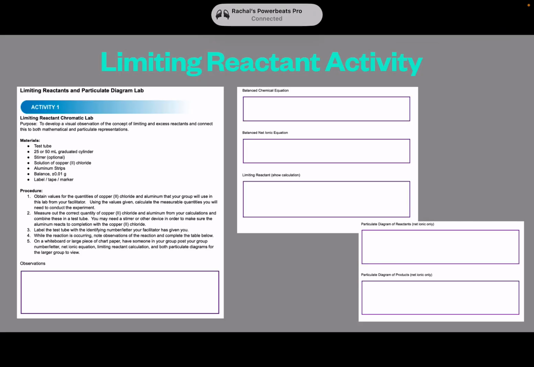Okay, so I'm going to go over a few parts for the limiting reagent activity. For those of you who've had my class, this should be something familiar to you. We did this before in second semester, a little bit different than we did here. So this is what it looks like.